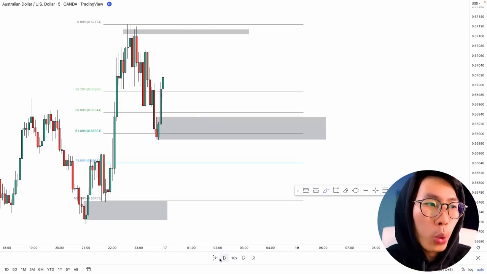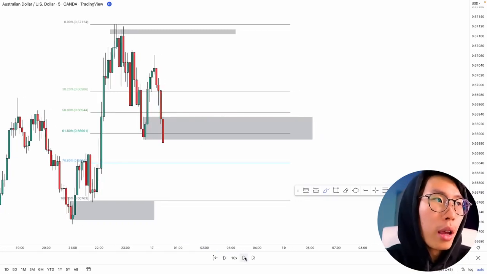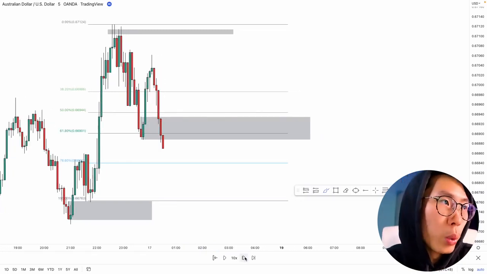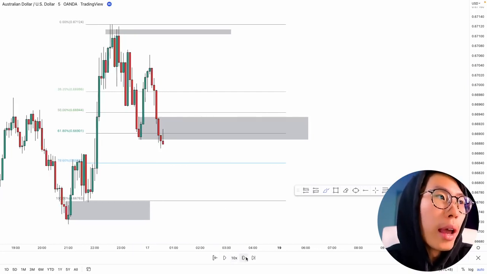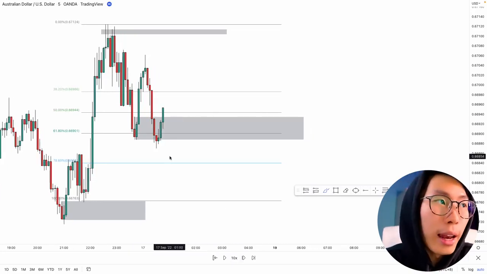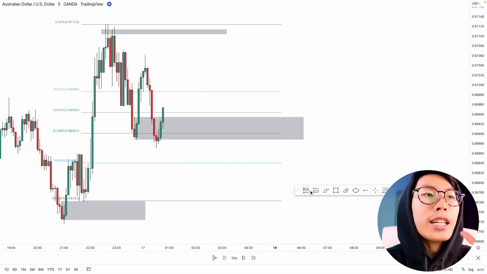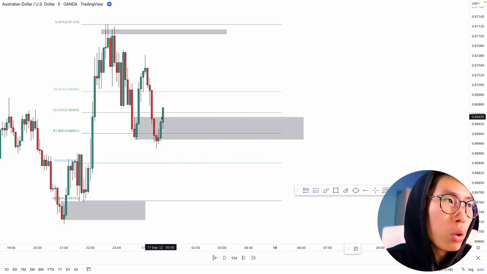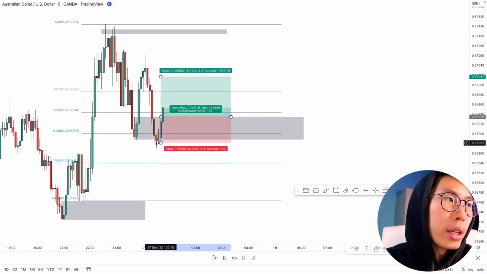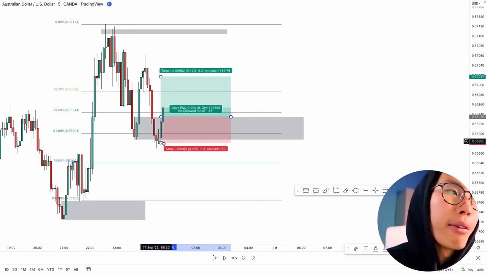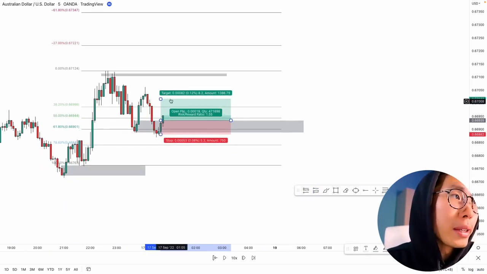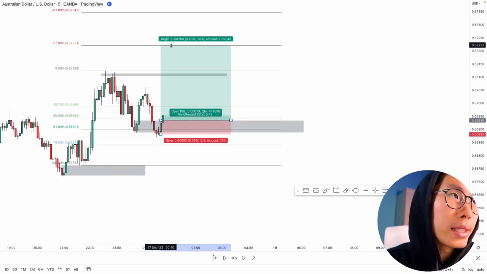So right now I'm still waiting for price to come back down to this area before entering the trade. So we see price came back down to this area and you can see price is showing us that it's going to reverse and head back up. At this point of time, I will have entered my buy position right here. Once again, I place my stop loss below this 61.8 retracement level or demand zone, whatever, and then place my take profit at the -27 extension level.